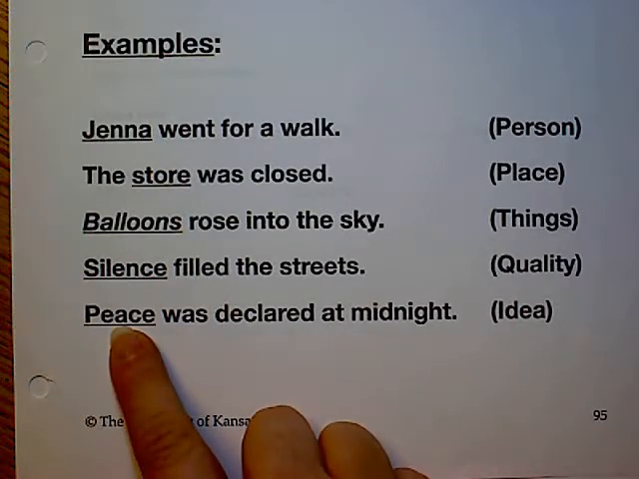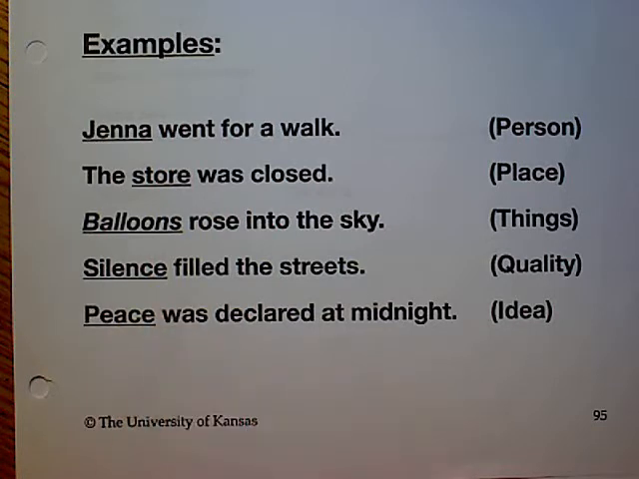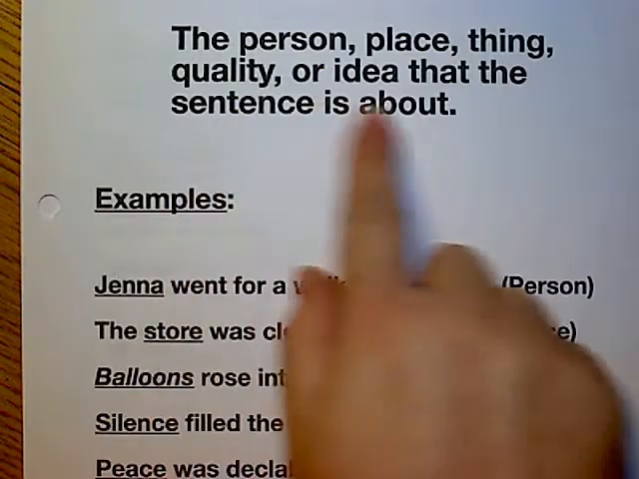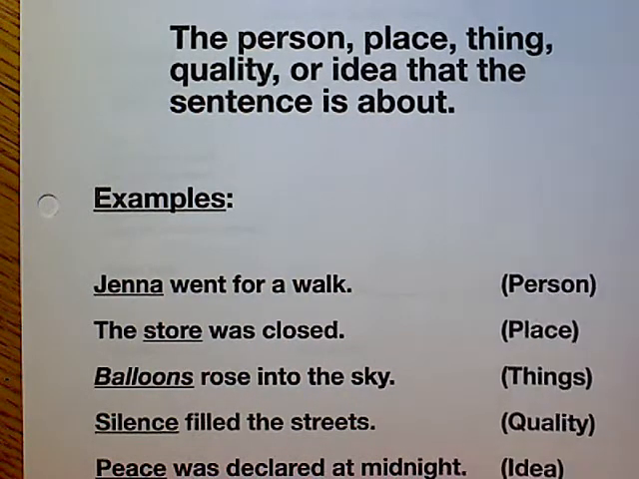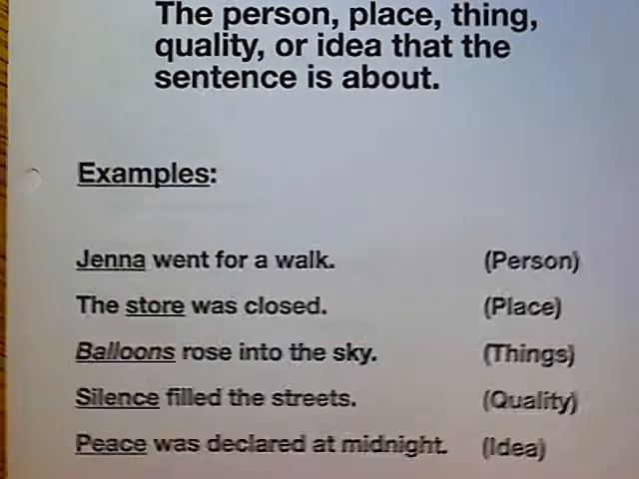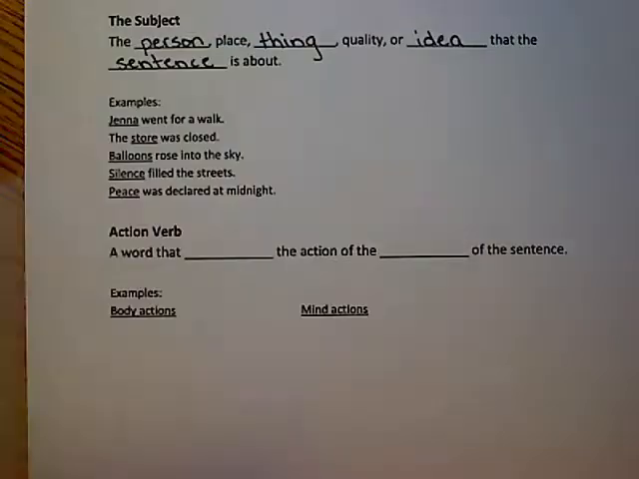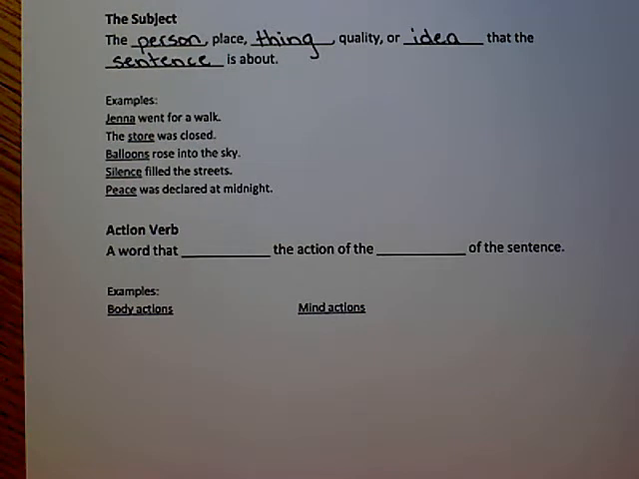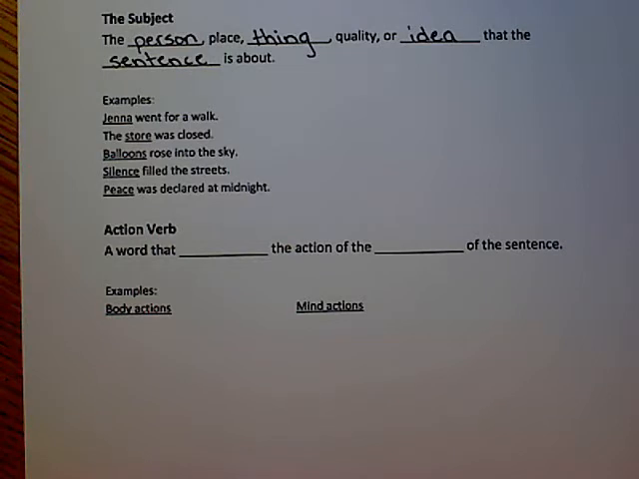And then idea, like peace and tranquility, those are ideas. They're just concepts that we know what they are, but they're not something that we can see every time. So those are ideas. Those are the examples of your subject, the person, place, idea, or quality of what the sentence is about. So we always want to include a subject in a sentence.